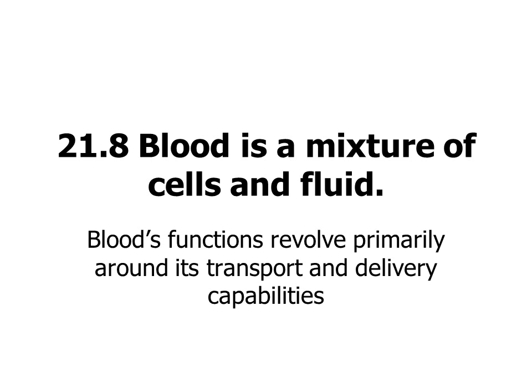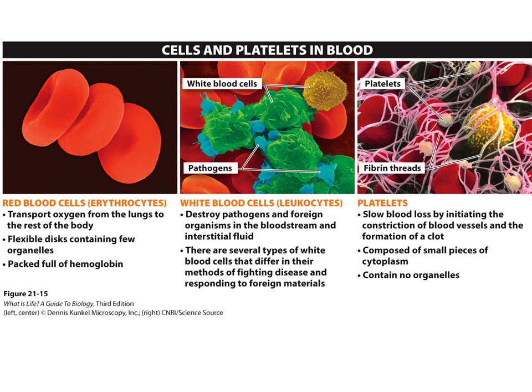So what is blood actually made of? Blood is not just red blood cells. Less than half of blood is red blood cells. Blood is actually a salty, protein-rich mixture of cells and fluid with a consistency like that of motor oil. Of course, not the same color. Blood's functions revolve primarily around its transport and delivery capabilities, including its transport of respiratory gases like oxygen and carbon dioxide. It also transports vitamins and minerals, nutrients, hormones. It transports cells of the immune system and metabolic wastes. It also helps to maintain body temperature.